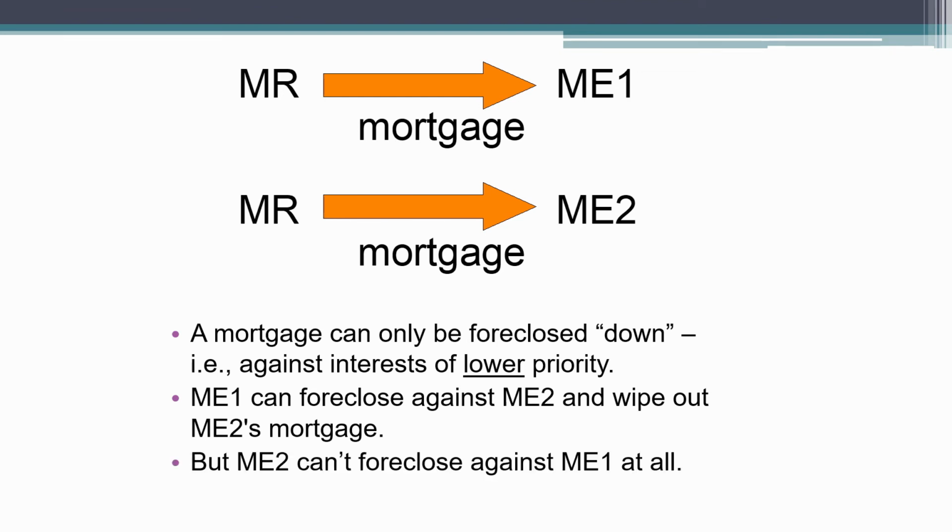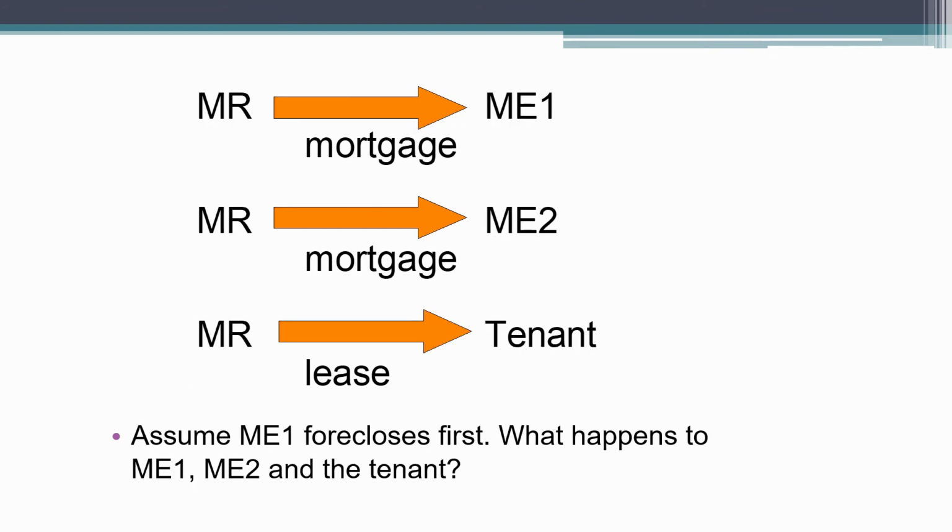On the other hand, ME2 can't foreclose against ME1 at all because you can't foreclose upward. You can only foreclose downward. So let's take this example in which we have two mortgages on the property, to ME1 and ME2, and we also have a lease to a tenant.